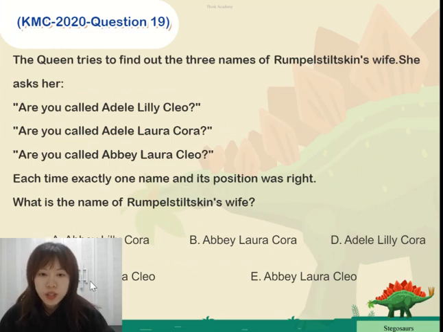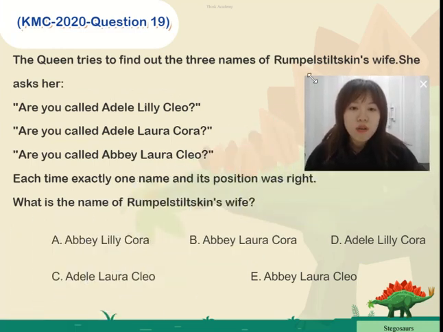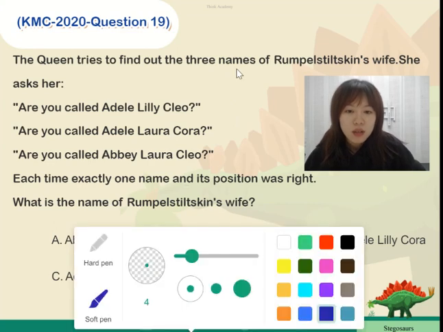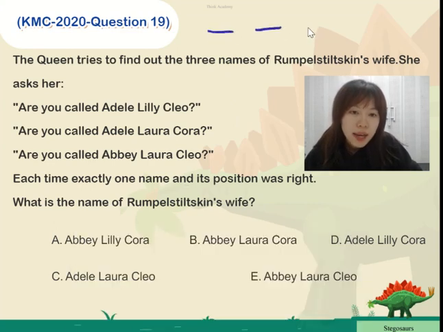The queen tries to find out 3 names of Rumpelstiltskin's wife. She asks her, are you called Adele, Lily, Cleo? Are you called Adele, Laura, Cora? Are you called Abby, Laura, Cleo? Each time, exactly one name and its position was right. What's the name of Rumpelstiltskin's wife? Here, her name is made of 3 names.